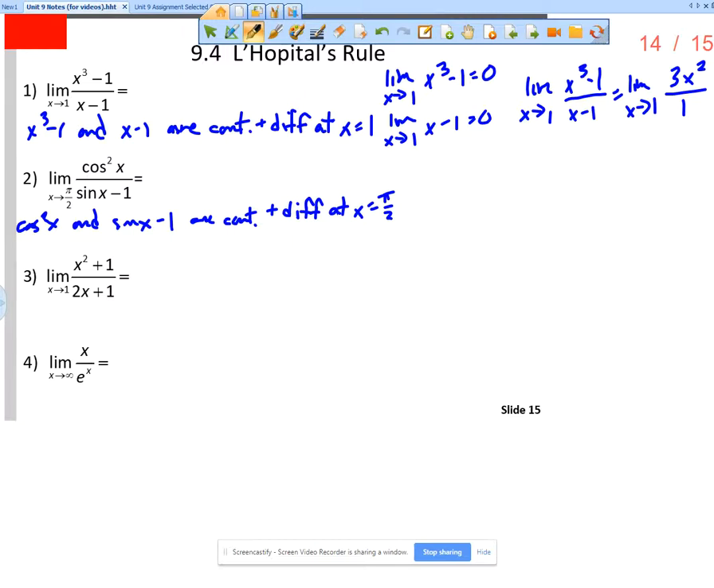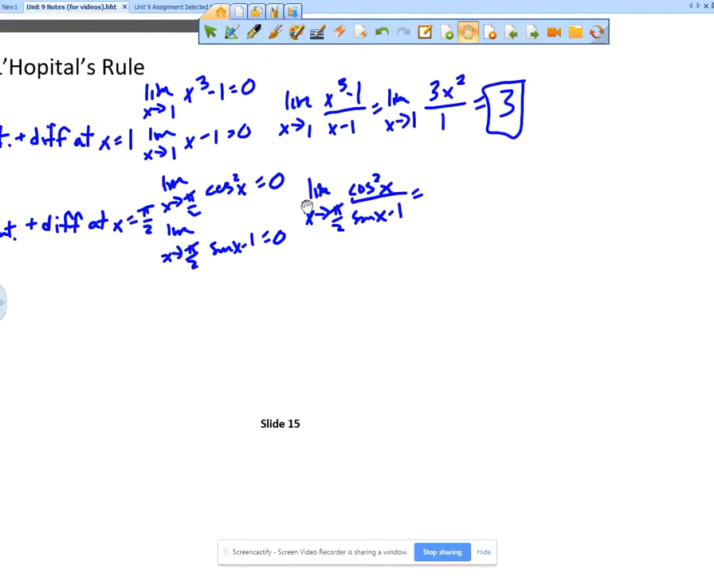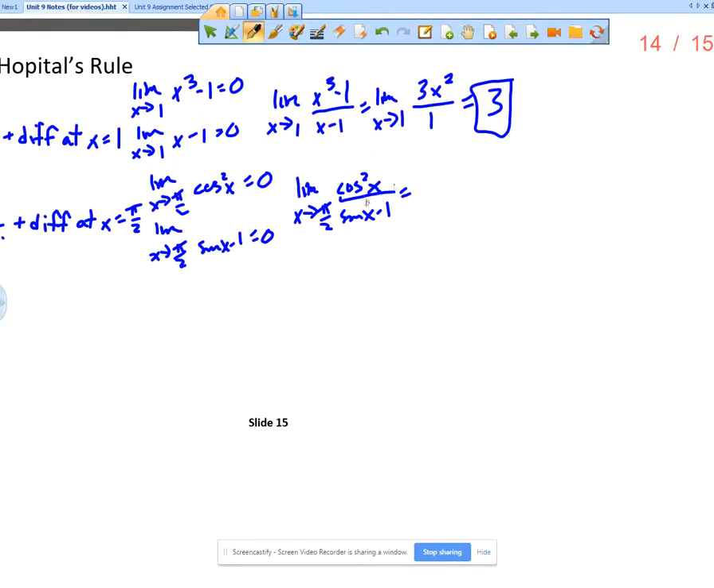So if that was the case, you would have to state that this limit could not be evaluated or something. But they are continuous and differentiable. So the limit as x approaches pi over 2 of cosine squared x does equal 0, and the limit as x approaches pi over 2 of sine x minus 1 does equal 0. So we can say that the limit as x approaches pi over 2 of cosine squared x over sine x minus 1 equals what? Now, once again, remember, we are going to evaluate the derivative.